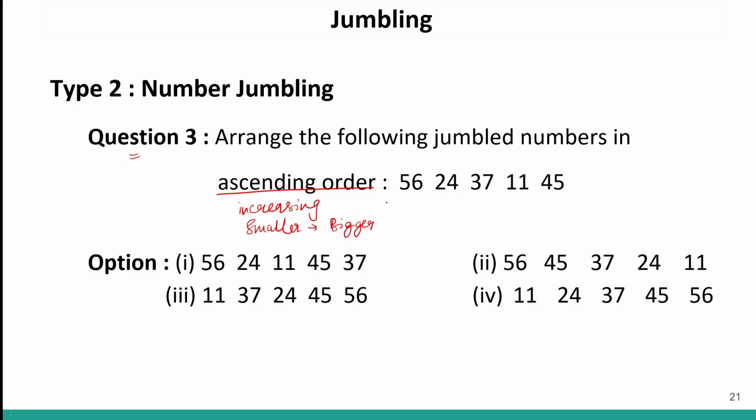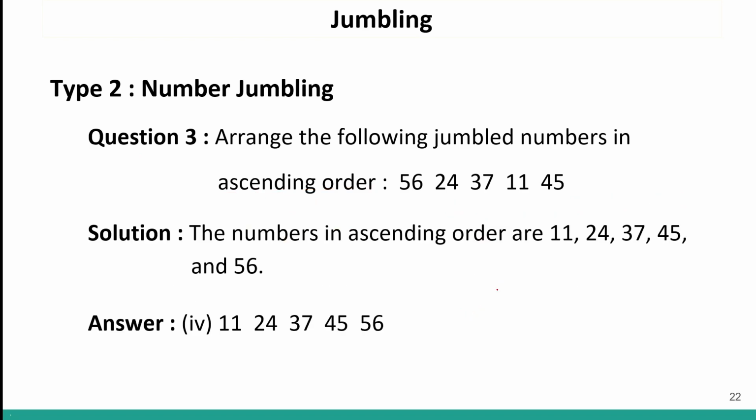Okay? So, smaller number will be 11. 11 is smaller than 24, which is smaller than 37. 37 is smaller than 45 and this is smaller than 56. So the correct order will be 11, 24, 37, 45, 56. This is given in option number 4. So option number 4 will be the correct answer. Okay. Here you can look at the solution.